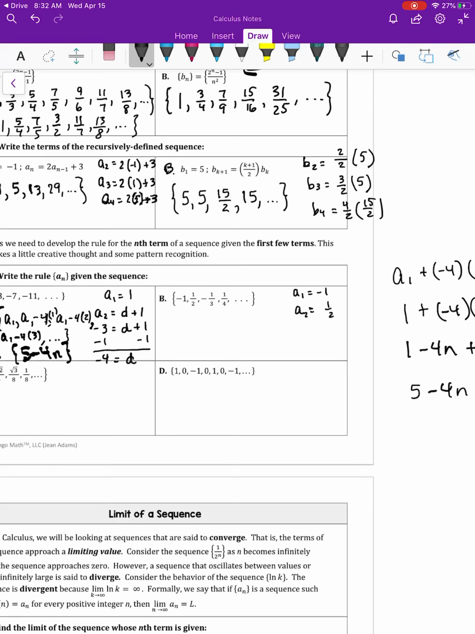So your a sub 1 is negative 1. A sub 2, 1/2. Look what's happening in the numerator. It goes negative 1, positive 1, negative 1, positive 1. Okay? In the denominator, it's going 1, 2, 3, 4. Does anyone have any ideas for what we could do for our a sub n here? If you do, hit pause and try and write it.